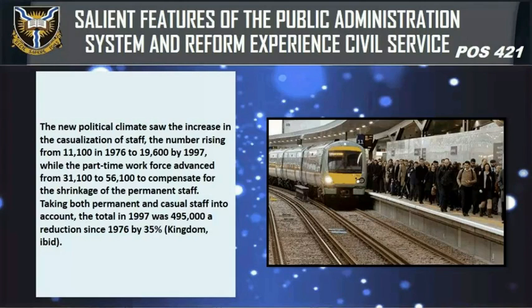The new political climate saw the increase in casualization of staff, the number rising from 11,100 in 1976 to 19,600 by 1997, while the part-time workforce advanced from 31,100 to 56,100 to compensate for the shrinkage of permanent staff. Taking both permanent and casual staff into account, the total in 1997 was 495,000, a reduction since 1976 by 35%.